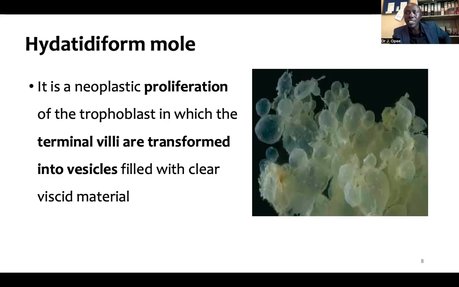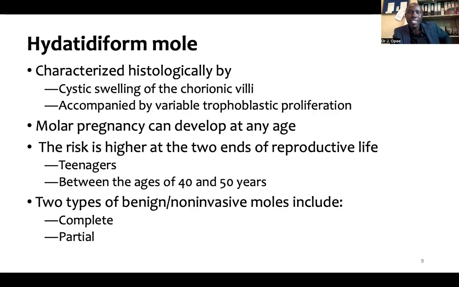Yes, you can take those samples that were evacuated to the lab, to pathology, but they may still confirm the same for you, because the appearance is actually typical. So you have the cystic swellings of the chorionic villi that is accompanied by a lot of proliferation. So these cystic villi are many, and there are a lot of these vesicles there.